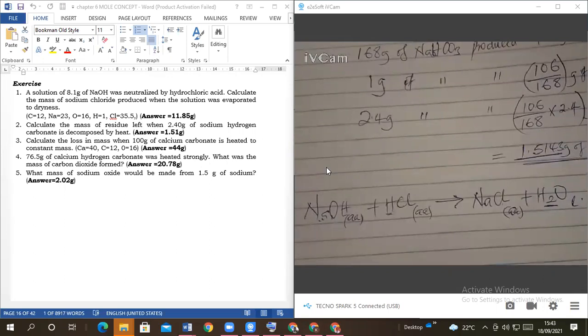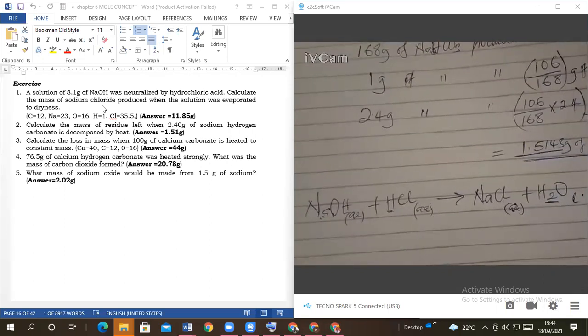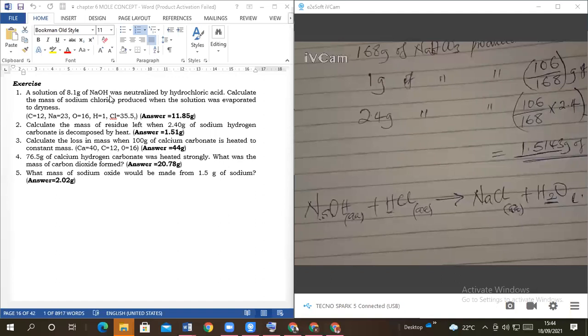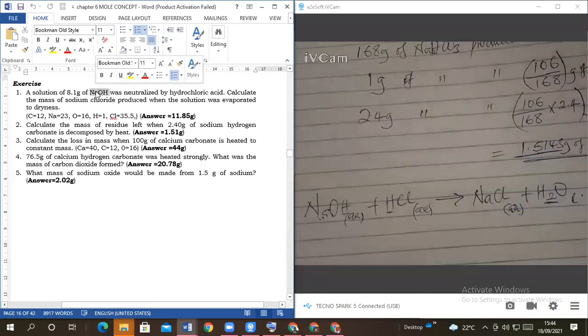of the substance that concerns the equation. The moles of substance that concern the equation are sodium hydroxide and the sodium chloride produced. They want to calculate the mass of the sodium chloride produced. When you evaporate, the water goes away. So what remains is sodium chloride. Forget about hydrochloric acid and the water, unless they ask for hydrochloric acid somewhere in another part.